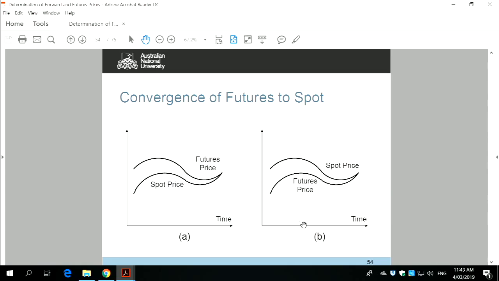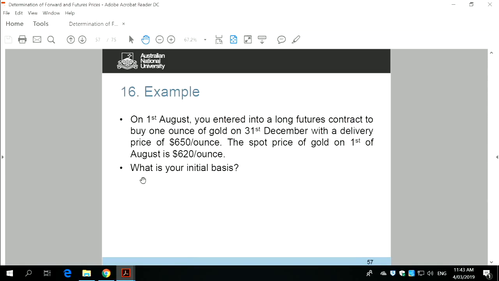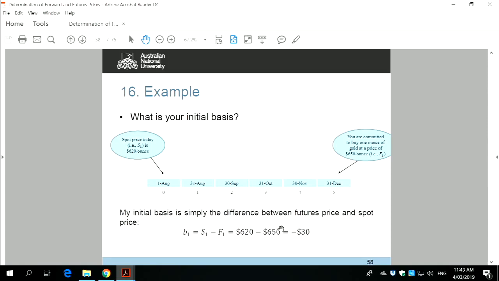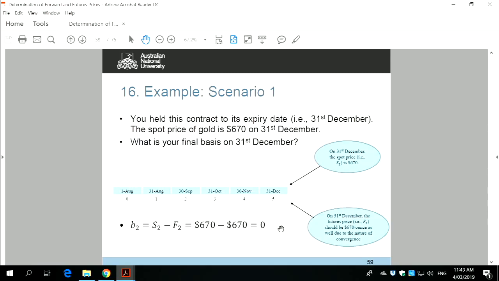Why is it minus? Because in a normal market, the futures price is always higher than the spot price. Very straightforward. So that's your initial basis. And remember, in a perfect hedge, this initial basis should converge to 0. You end up with a perfect hedge. So let's look at scenario number 1, the ideal scenario, the perfect scenario. All right? So you held this contract to the expiry date, which is 31st December. And the spot price on 31st December is $670 per ounce. And what is your final basis?